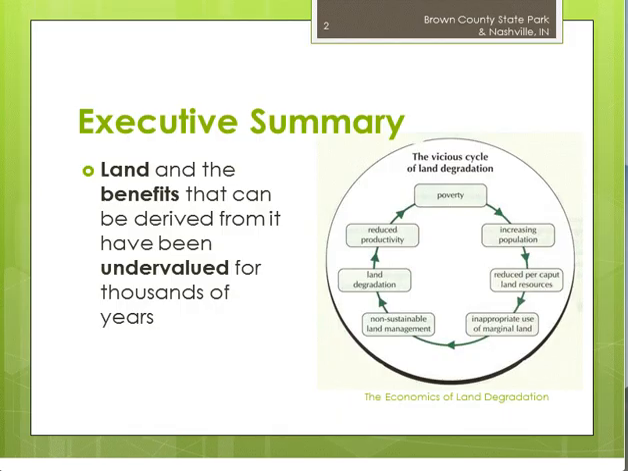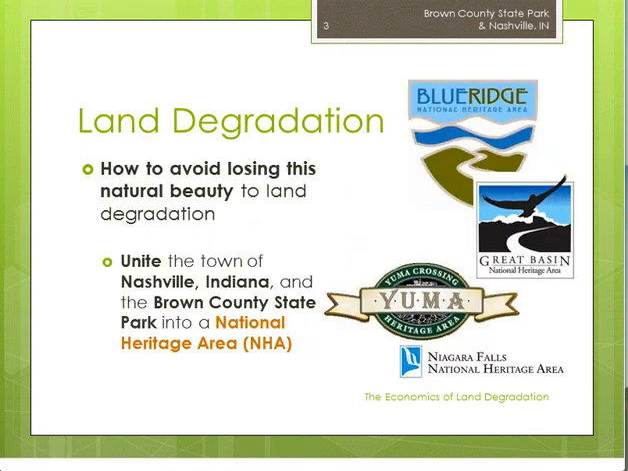Okay, this slide's going to show a little bit about what happens when land is undervalued. As we all know, it leads to many things, including poverty, increasing population, reduced per capita income. It's non-sustainable, and it just really reduces productivity on a huge level.